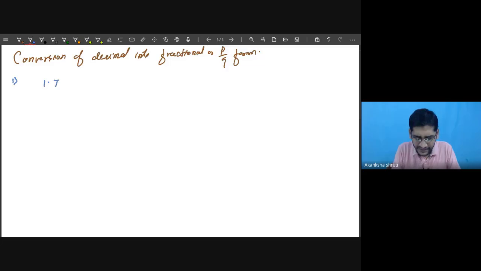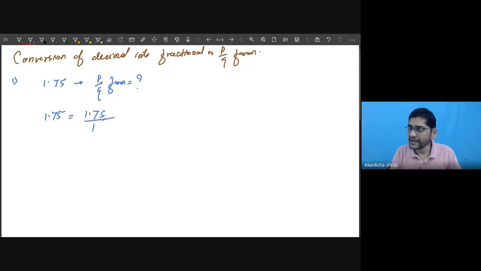Say 1.75 into P by Q form. What is the value? Okay, student, we have learned that this 1.75 simply means 1.75, and below this in the denominator there is 1. I can multiply both numerator and denominator by a suitable number like 10 or 100 so that this decimal will move to the new position. How many positions have to be moved? 1 position and the second, 2 positions.